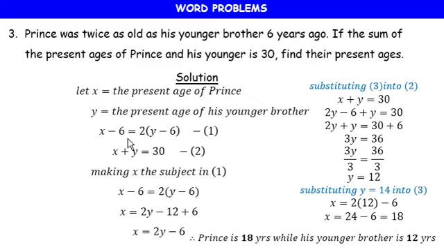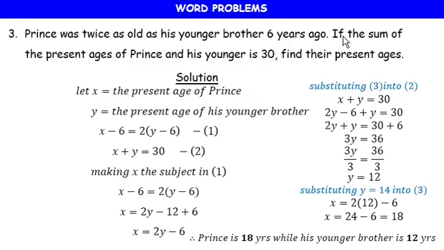But then the relationship is such that Prince's age 6 years ago is 2 times. So x minus 6 is 2 times y minus 6. Y minus 6 is the age of his younger brother 6 years ago. And that is what is illustrated by this sentence over here, that his age 6 years ago, which is x minus 6, is equal to twice his younger brother's age 6 years ago, which is y minus 6. So that gives us equation 1. I believe you get it.